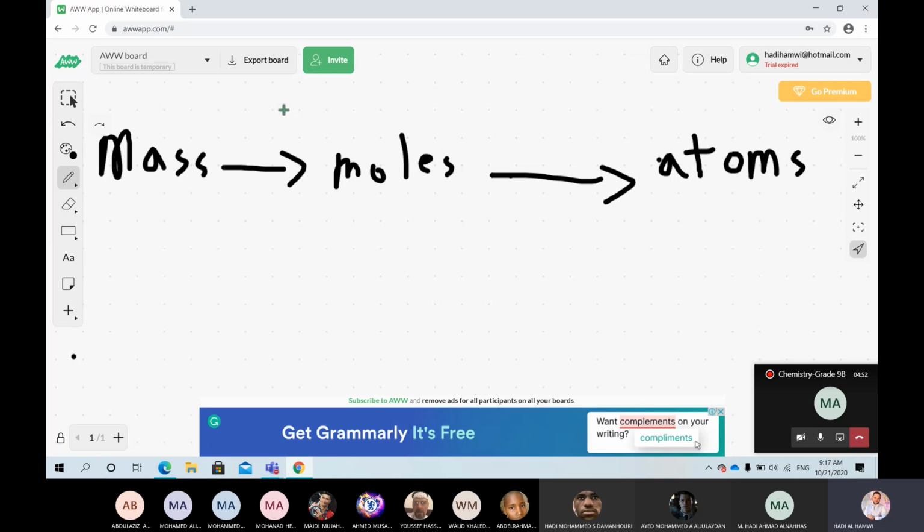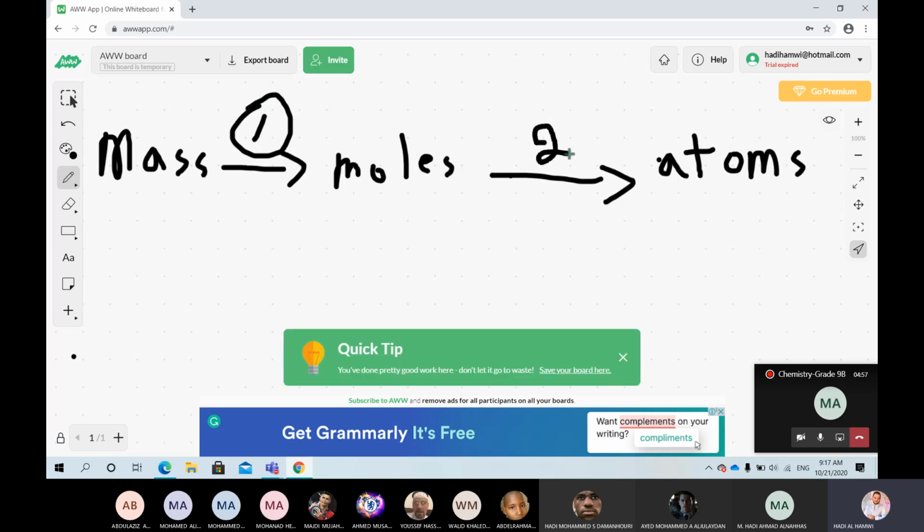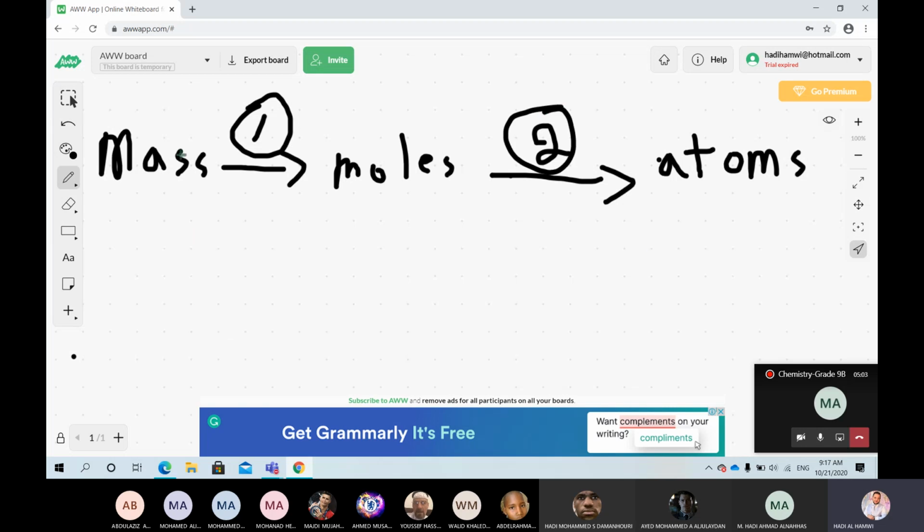Let's say I want to convert from mass to atoms. The first step, I will convert from mass to mole. Then the second step, I will convert from moles to atoms. In the first step, I will use the formula moles equal mass divided by the molar mass. So you find the molar mass of this molecule, and you divide the mass by this molar mass, then you have the number of moles.